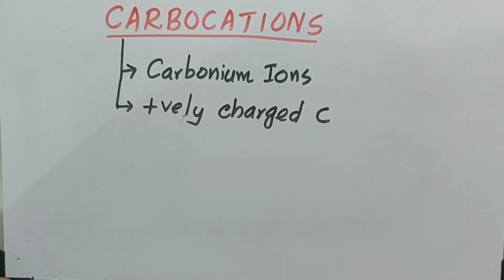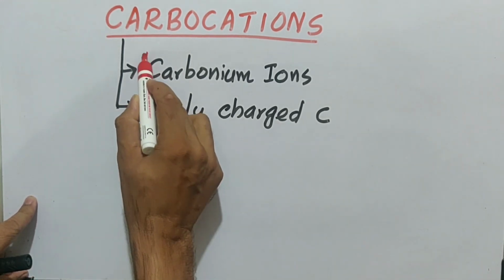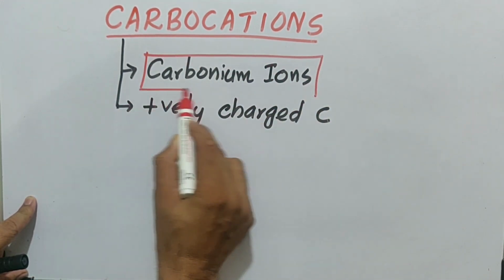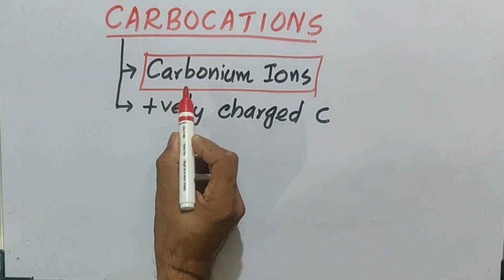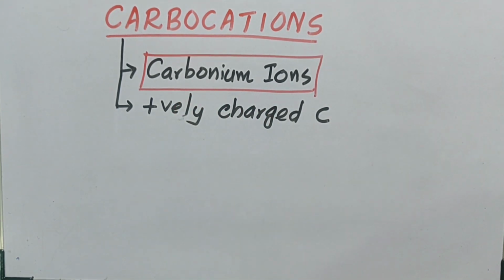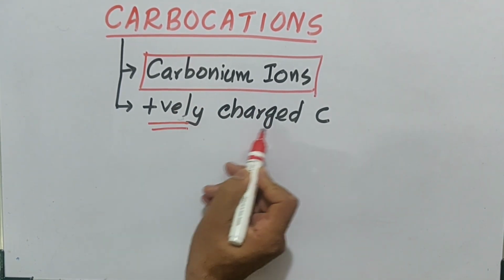Carbocations are also known as carbonium ions. The part "nium" is very common in positively charged species: ammonium, hydronium, nitronium, etc. In that manner, these are carbonium ions. They are positively charged carbon species.